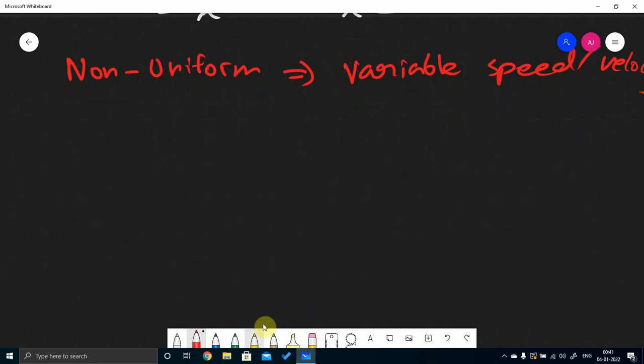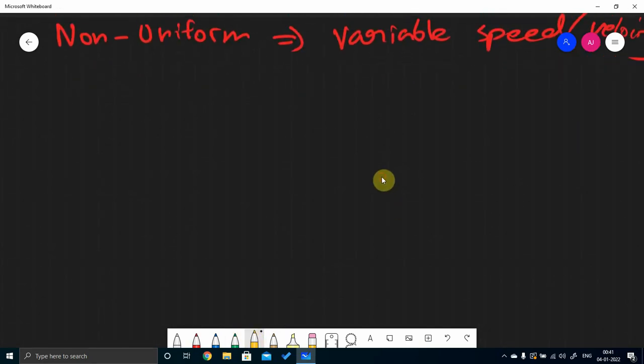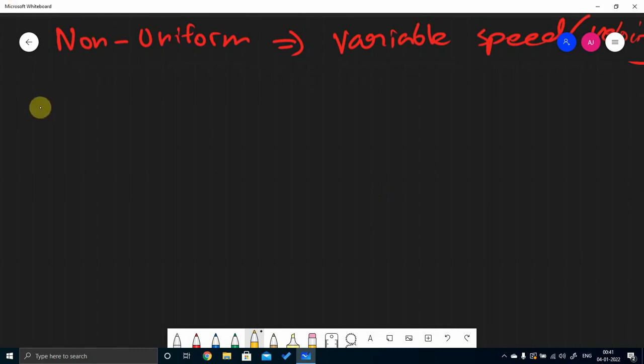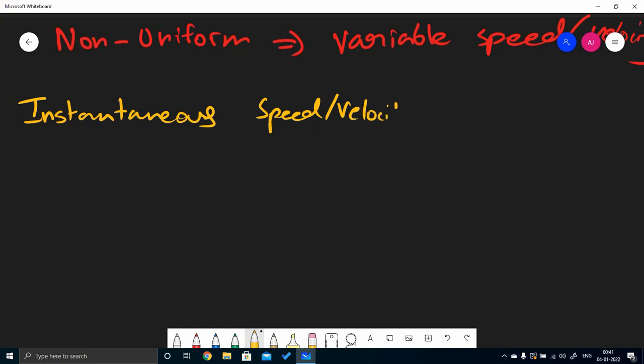Now we have the most important, right? Now comes instantaneous speed slash velocity. So instantaneous speed slash velocity basically means the speed or velocity of a body at any instant of time, right? At any instant of time, the velocity or the speed of the body is known as instantaneous speed slash velocity. That is basically, the word itself says.